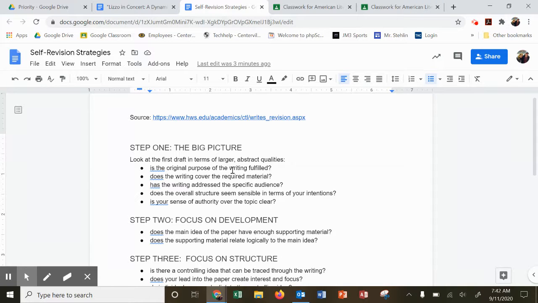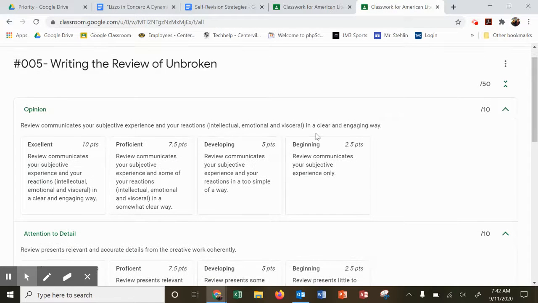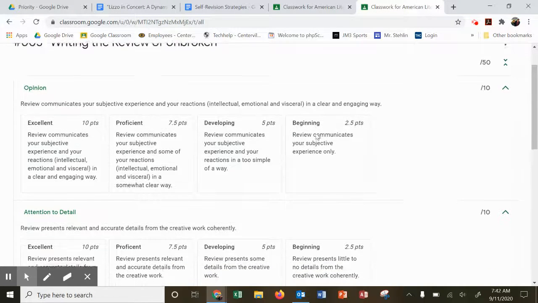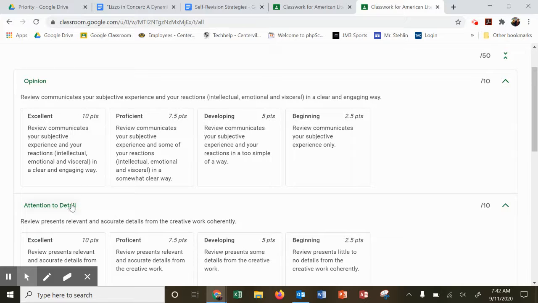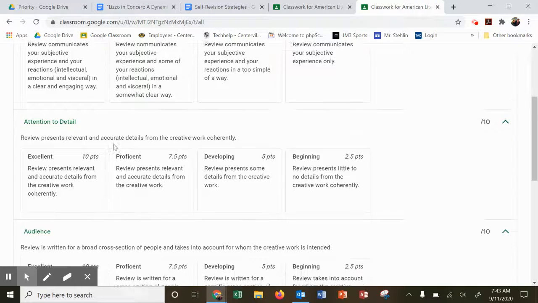Is the original purpose of the writing fulfilled? Well, what is the original purpose, right? It seems as though the original purpose is somewhere in this rubric, right? And it's a little bit of all of these different categories. So one objective is to share your opinion of the book. Another objective of this paper is to show that you've read this book in close detail.